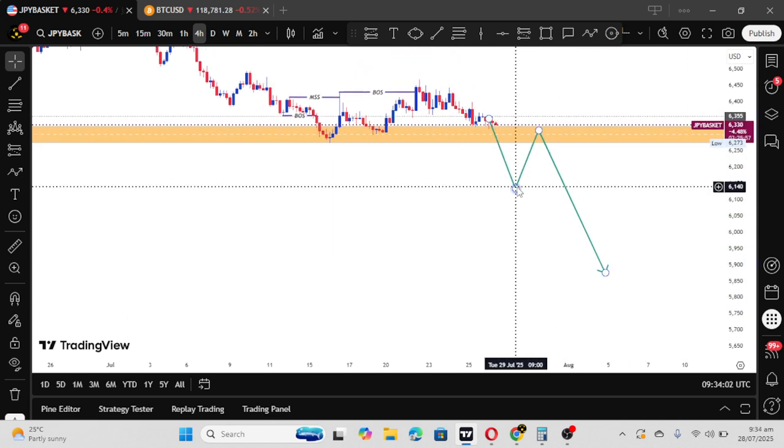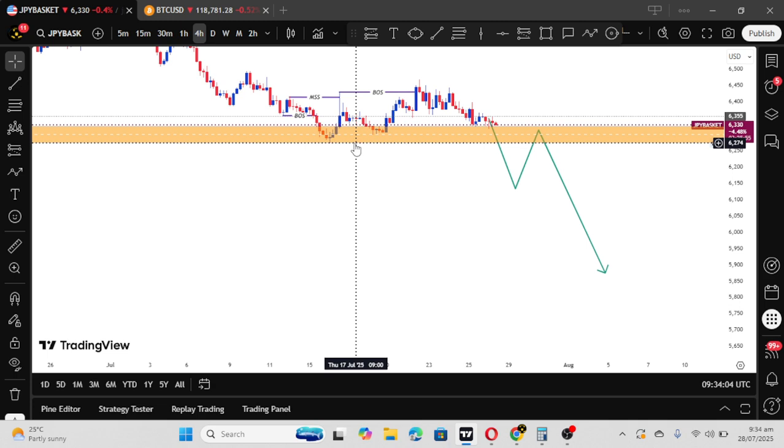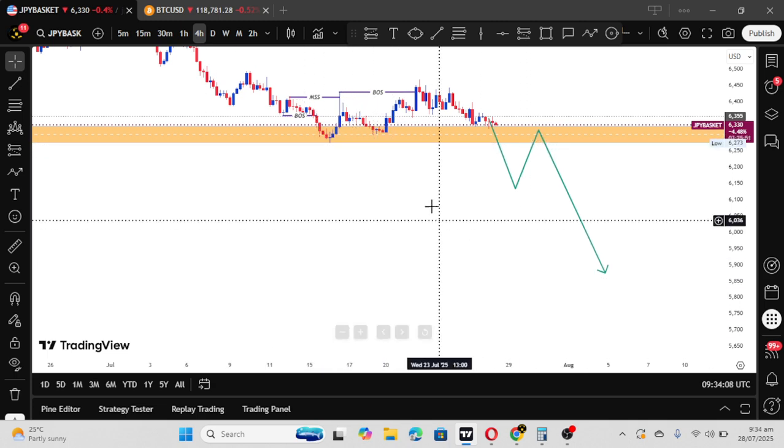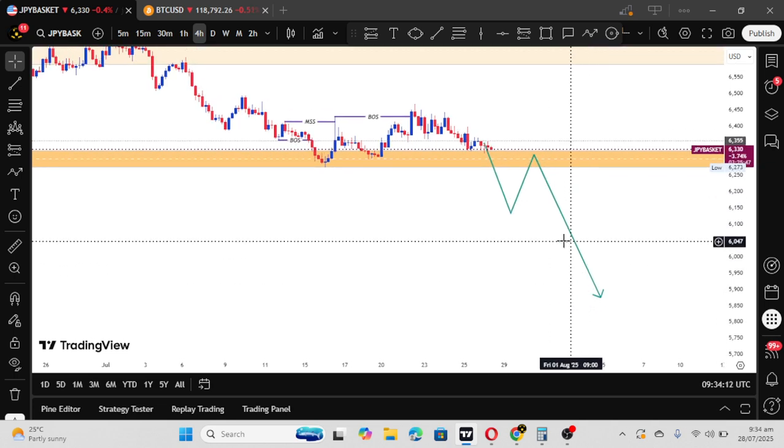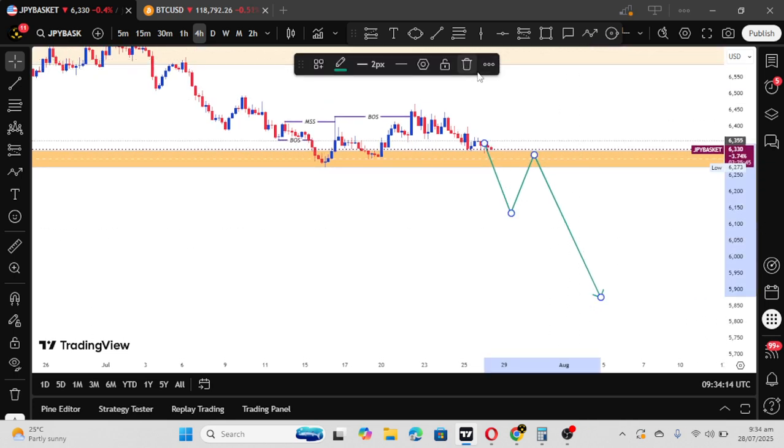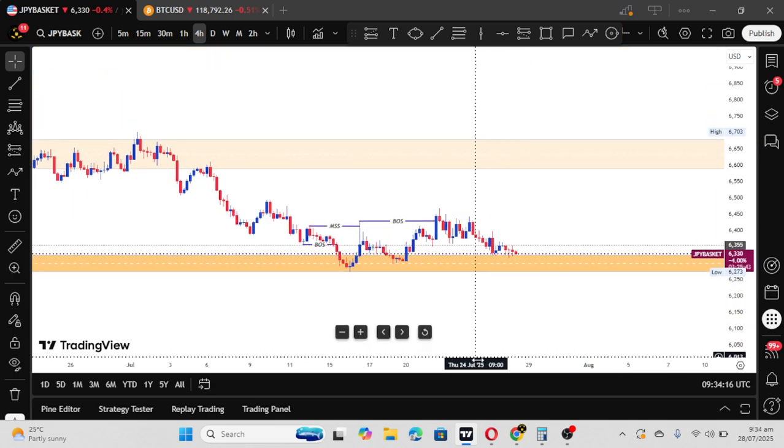So if it breaks this zone down below here, a candle close below this last low, all we have to do is look for a retest, then we'll still sell. And if it doesn't, we are still following our plan. We're going according to the trend of the 4-hour time frame right now.